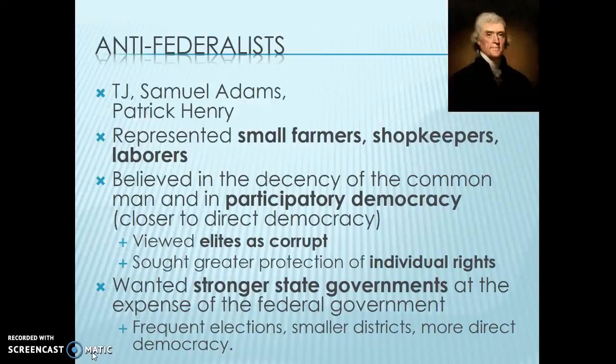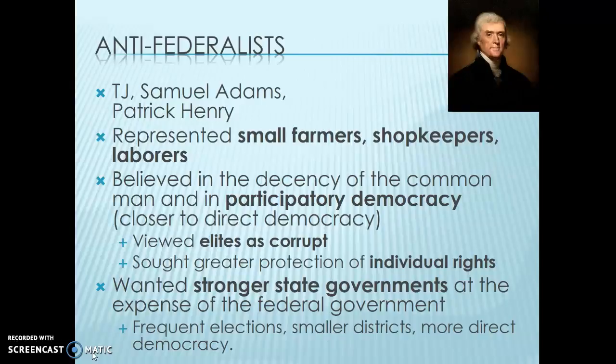So the Anti-Federalists include Samuel Adams, Patrick Henry, Thomas Jefferson, obviously. You guys remember them. Samuel Adams makes beer. Patrick Henry had the really famous speech in the American Revolution. Anyway, they represented small farmers, shopkeepers, laborers, the South. Kind of like the lower middle class and the lower class. Though, to be fair, the lower class wasn't voting, so they probably weren't representing them.